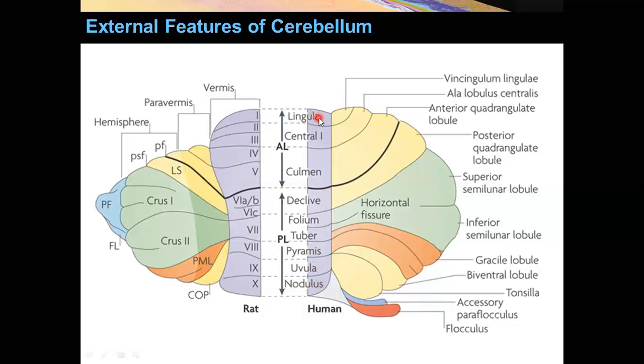For the numbering, for the lingula, you have 1. For the central lobule, 2 and 3. For the culmen, 4 and 5. For the declive, it is 6A, B, and C. For the folium, it is 7. For the pyramis, it is 8. For the uvula, 9. For the nodulus, it is 10.